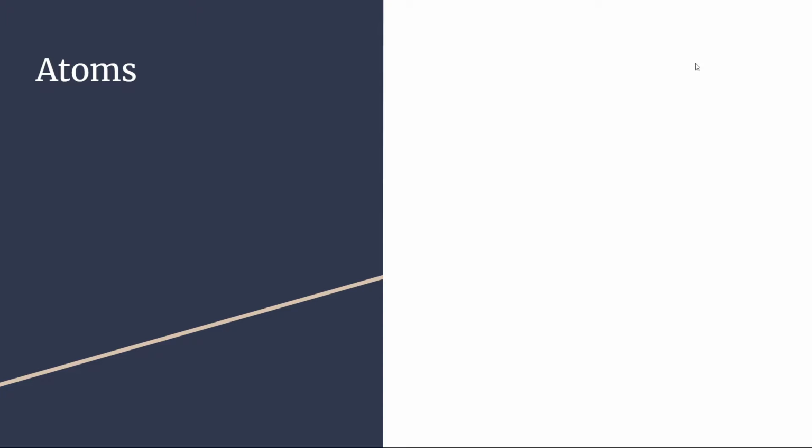So first things first, we need to know what atoms are. We know that matter is anything that has mass and occupies space. So basically everything around us is matter.